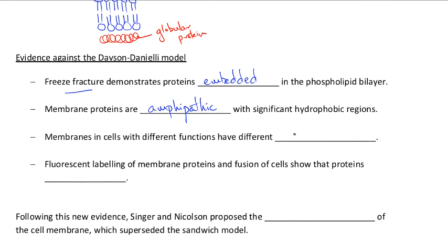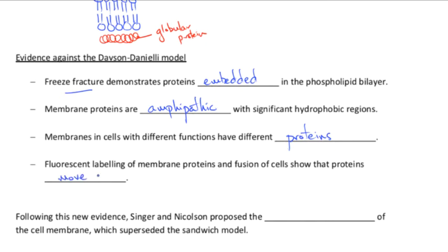Also, membranes in cells with different functions have different proteins in them. So different parts of a cell, or different organelles, or different cells entirely, have different proteins embedded in them, and that doesn't seem to be consistent with this kind of model here, where you've just got a layer that's quite static. Also not consistent with a static layer of proteins are fluorescent labeling experiments. When you fluorescently label membrane proteins and then you fuse two cells together, you see that the proteins move around.